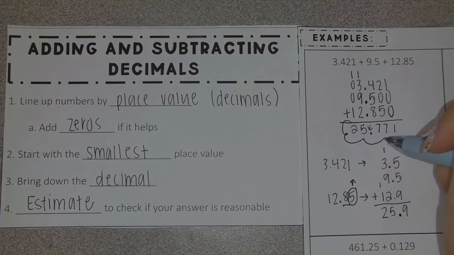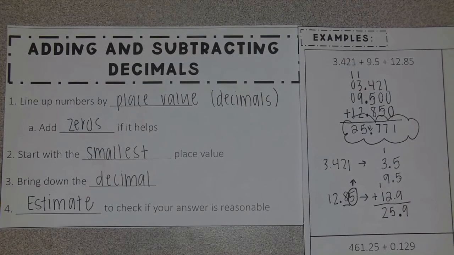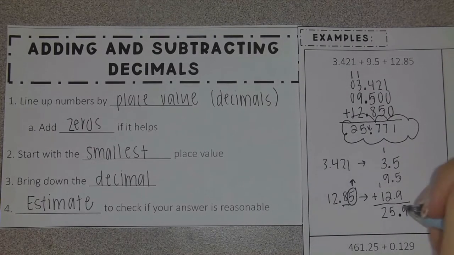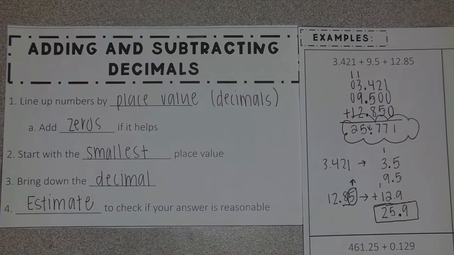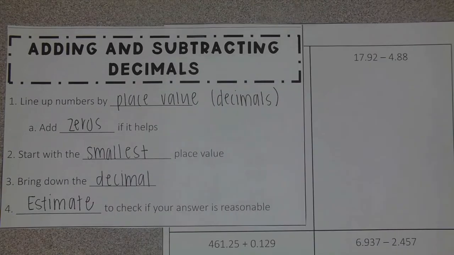So I got an exact answer of 25 and 771 thousandths and an estimated answer of 25 and 9 tenths. I'd say that those two are pretty reasonable. They're pretty close to each other, so I did the right job.